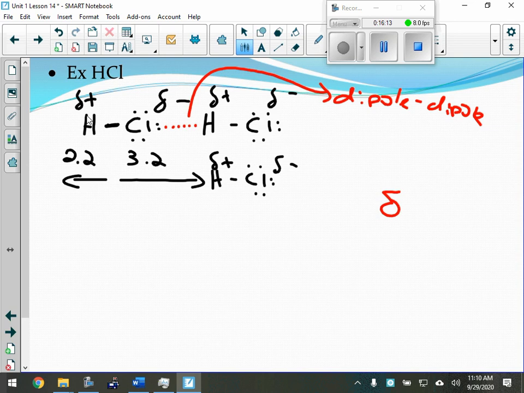Okay, so partial negative, partial positive, yes? And again, we could have many attractions. So perhaps this one here, if these are close enough, there could be an attraction there. If these are close enough, this could be an attraction here. How strong is that? Well, it depends on some factors, which we're going to talk about, okay? Now, this is for polar molecules.